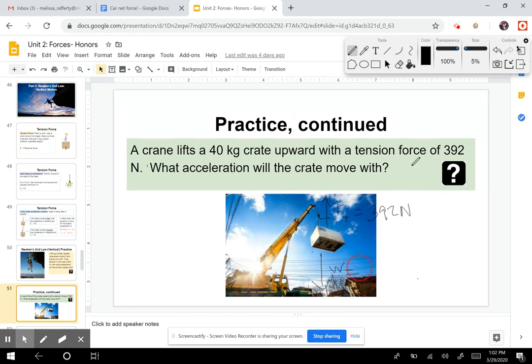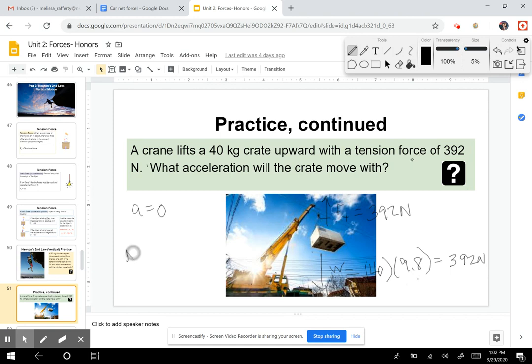Weight we can solve for by taking mass times gravity. So 40 times 9.8, which actually gives you, I believe, 392 newtons. So we can see here that the net force is going to be 0. So when there's no net force, there's no acceleration. So acceleration will be 0, which doesn't mean that the crate's not moving. It just means that it's not accelerating.